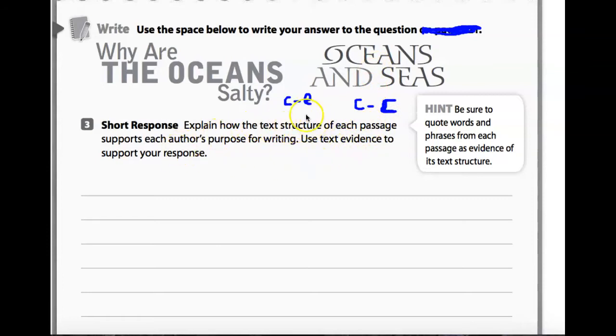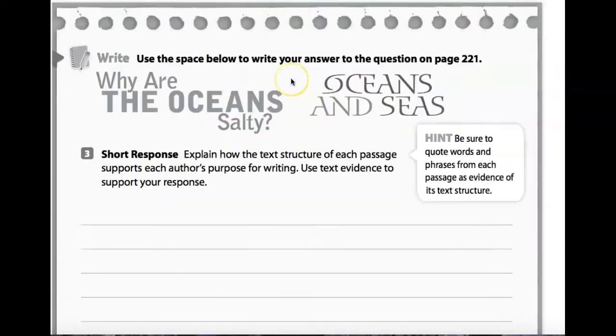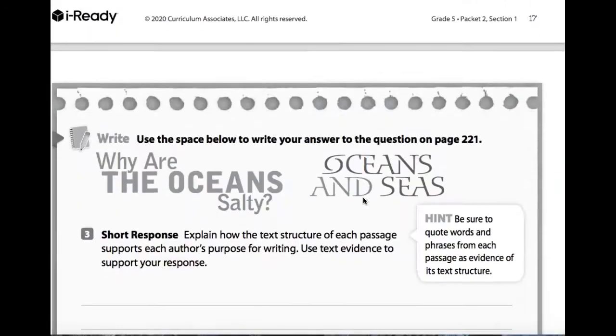Okay, so explain how the text structure of each passage supports each author's purpose for writing. Use text evidence to support your response. So be sure to quote words and phrases from each passage as evidence of its text structure. All right, well, we've sort of got an outline for that right here. We already did the work for that. You just have to put it in a response to literature. Okay, here's the author's purpose, the text structure, evidence of structure. You should have that already filled in.